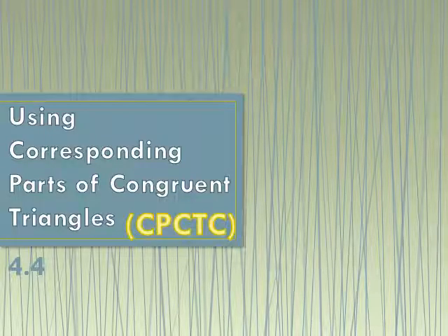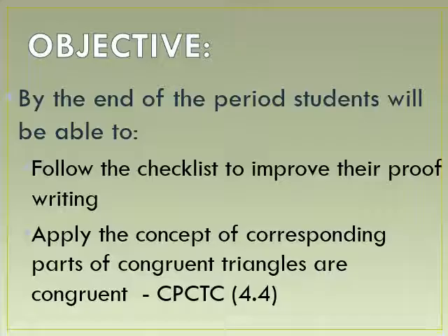So what does CPCTC stand for? It stands for using corresponding parts of congruent triangles to prove that missing pieces are congruent. Basically, corresponding parts of congruent triangles are congruent. That's what it stands for. We're going to spend a little bit of time talking about a checklist to help improve your free-form proofs and apply the concept of CPCTC. So corresponding parts of congruent triangles are congruent.